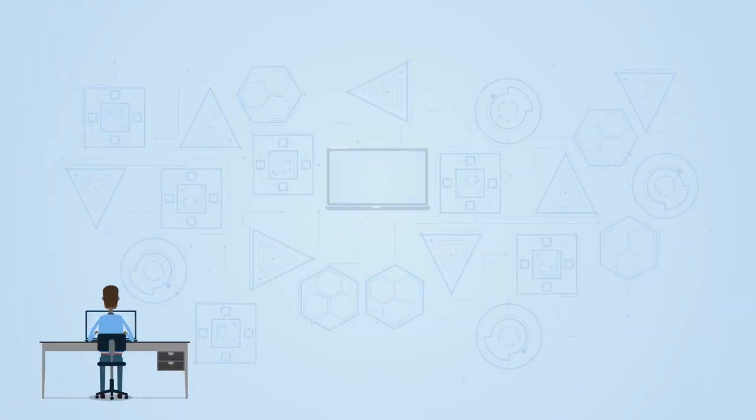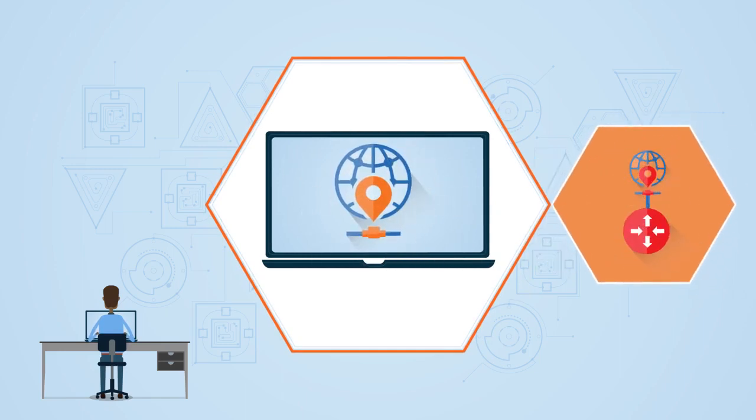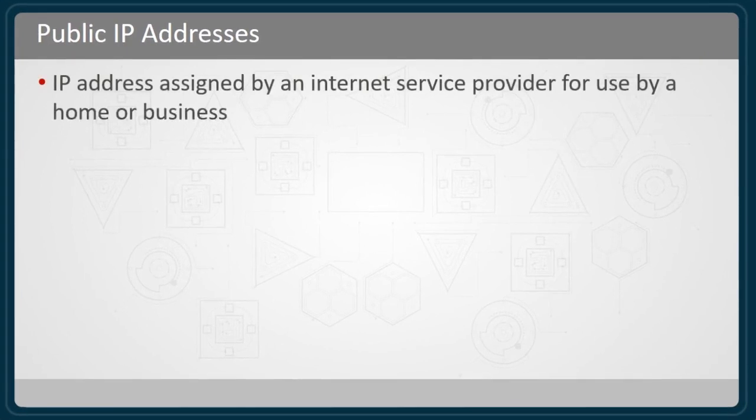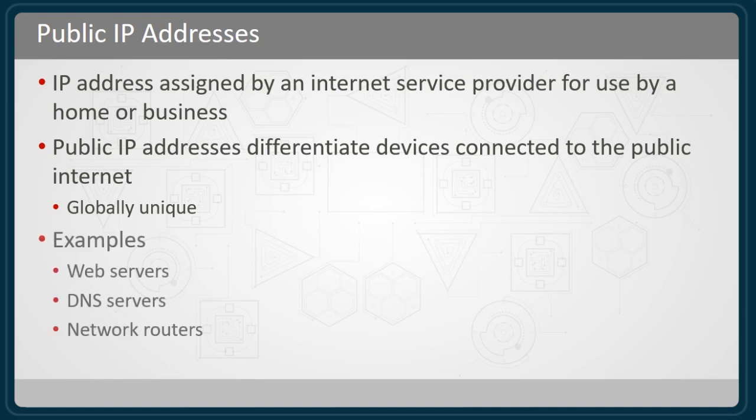In this presentation, we'll take a look at the distinction between public and private IP addresses. Now, beginning with the public, this is an IP address that is assigned by an internet service provider for use by a home or business. Public IP addresses differentiate devices that are connected to the public internet, and they do have to be globally unique. So some examples include web servers, DNS servers, and network routers.